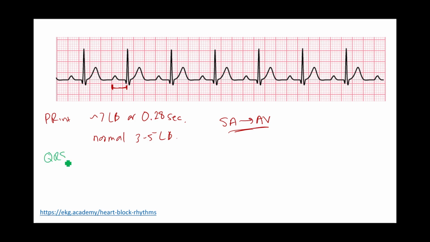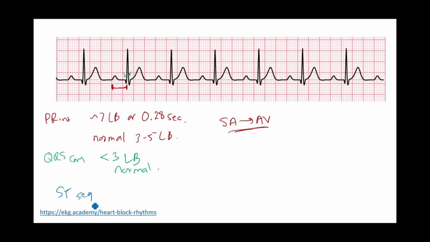Alright, let's look at the QRS complex now. The QRS complex contains everything from the beginning of the Q wave to the end of the S wave. And if you look closely, you can see that this is just below 3 little boxes. So we would say this is normal.